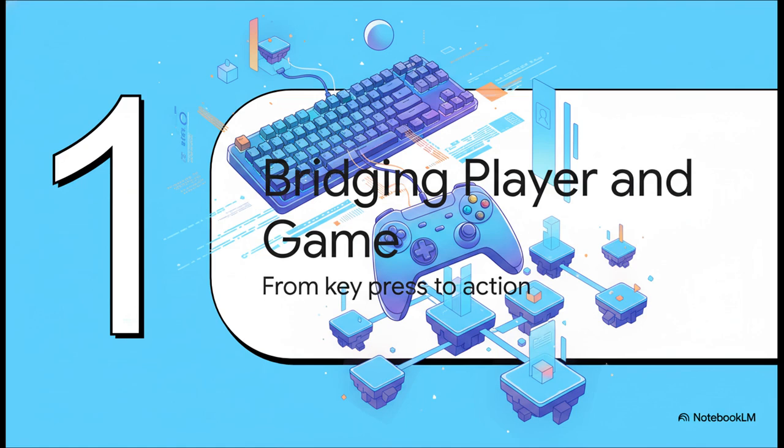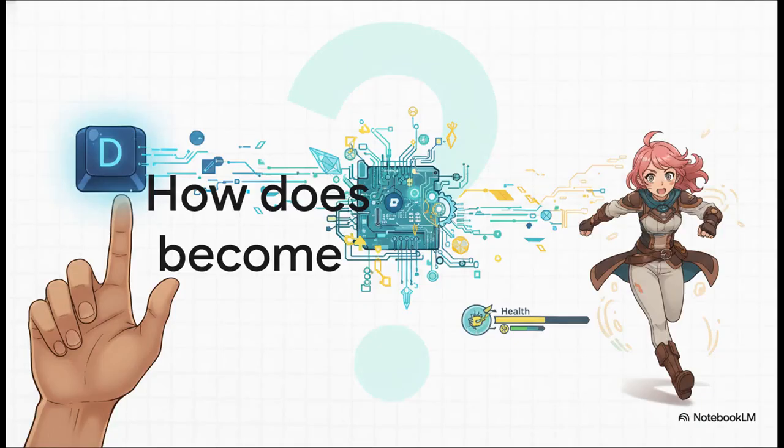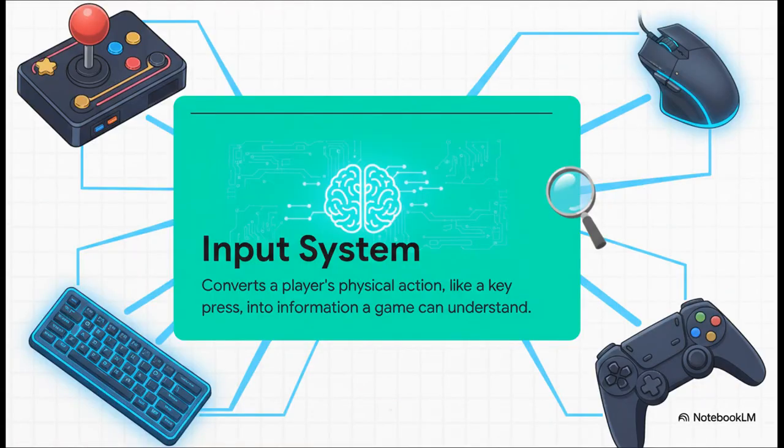So, let's kick things off with the most basic question of all. We've got a physical keyboard right here on our desk, and we've got this entire virtual world on the screen. How in the world do we connect those two things? Really think about it for a second. When you press the D key on your keyboard, how does the game possibly know that you want your character to turn to the right? There has to be something in the middle, right? Some kind of system that's translating your physical action into information that the game's code can actually understand and do something with. And that something in the middle is called an input system.